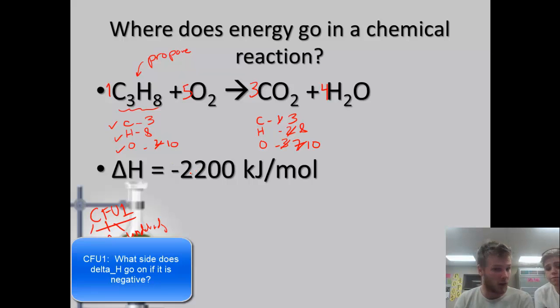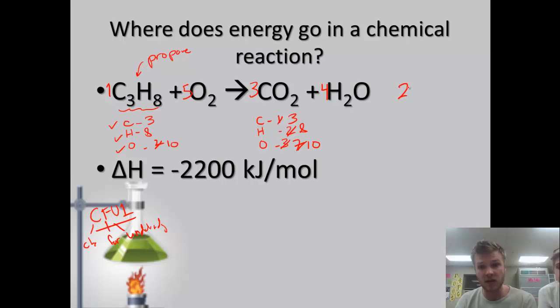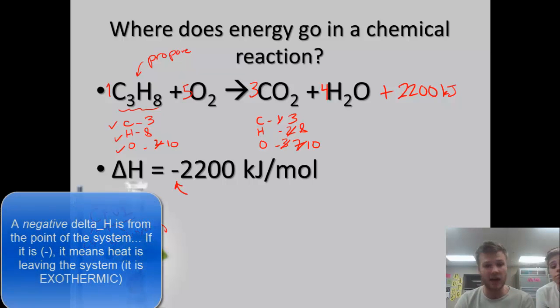It's negative, so it's going to be exothermic. If it's exothermic, heat is being released, so it goes on the product side, the right side if we're looking at it. And this is 2200 kilojoules. It's always positive. Remember, this just tells us which side of the equation it goes on. We cannot have a negative energy. So this is actually an energy equation.